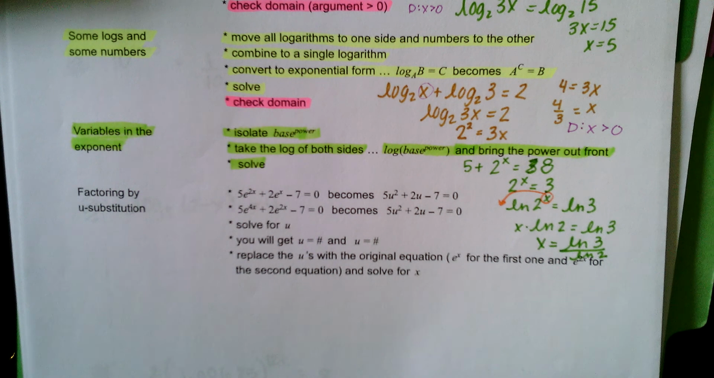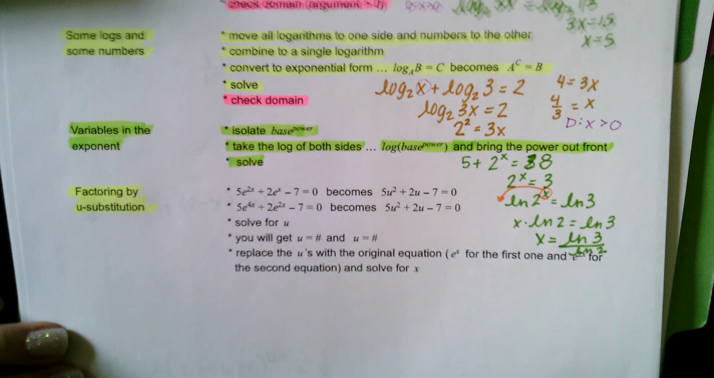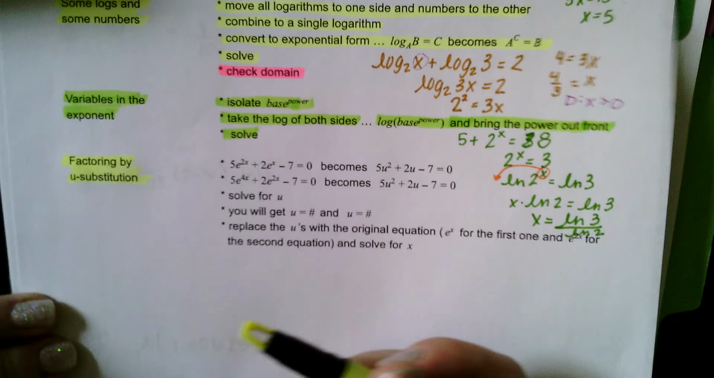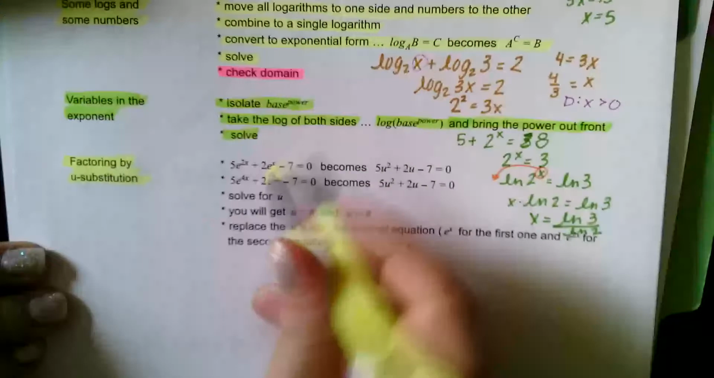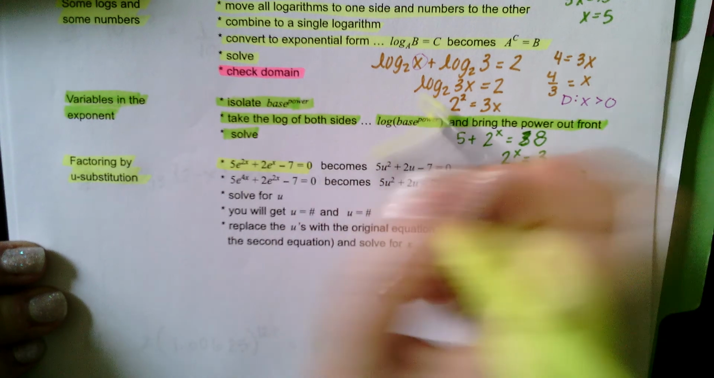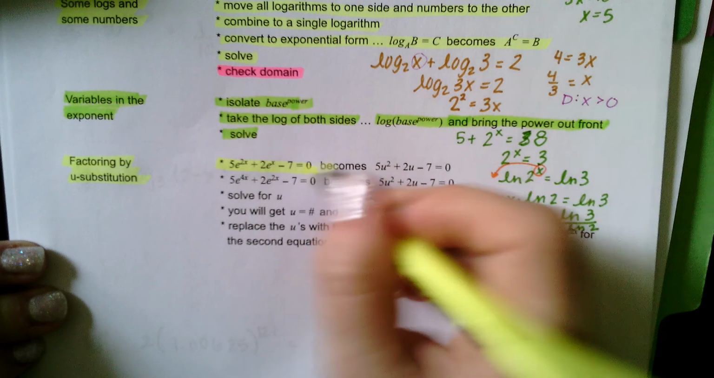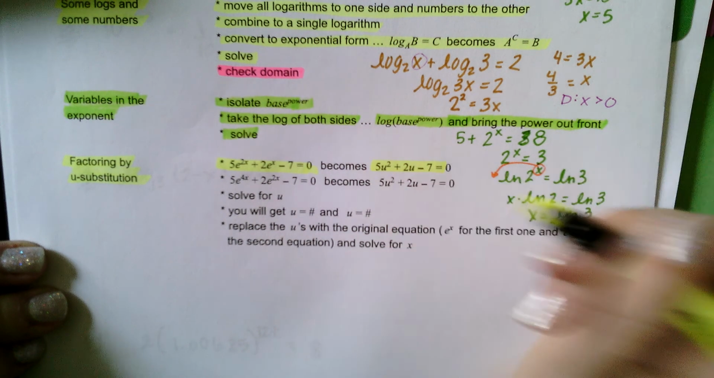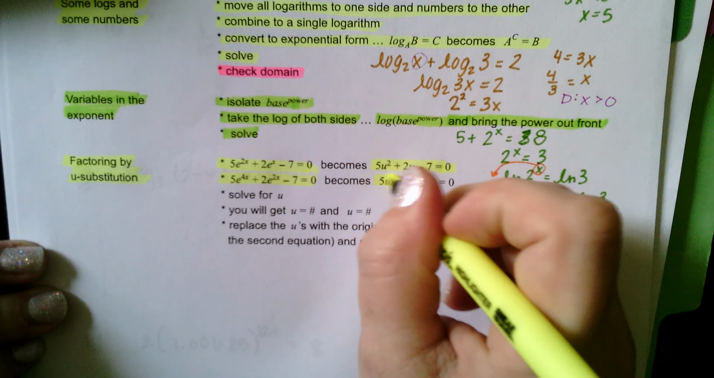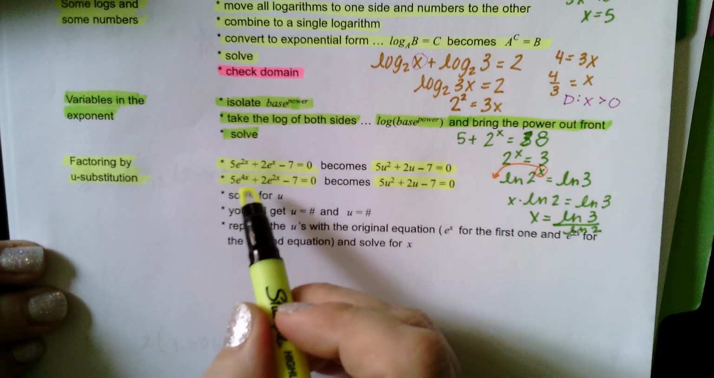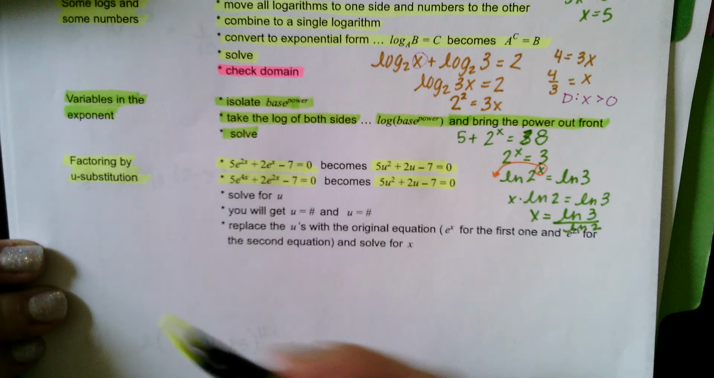And then the last one is factoring by u substitution. Now we've seen this in previous chapters, and it's going to work very similarly. So if you have something e to the 2x and something e to the x, the e to the 2x is your u squared. So 5e to the 2x plus 2e to the x becomes 5u squared plus 2u. If you have 5e to the 4x and 2e to the 2x, your u squared will be the higher power, the one that's the double of the power.